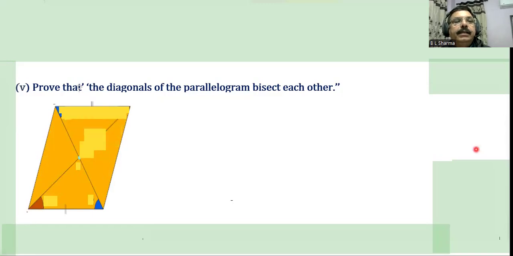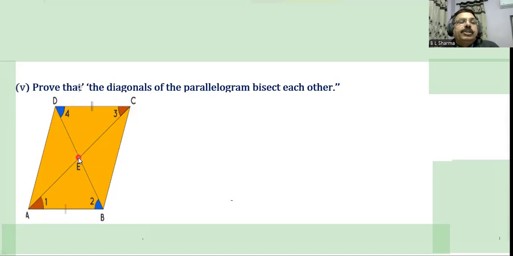This is other diagonal. The two diagonals are intersecting at E. Numbering of angles. A, B, C, D. See, ABCD is a parallelogram. Number one, it is given. Diagonal AC and diagonal BD both are intersecting at this point E. We have to prove that these two diagonals bisect each other.